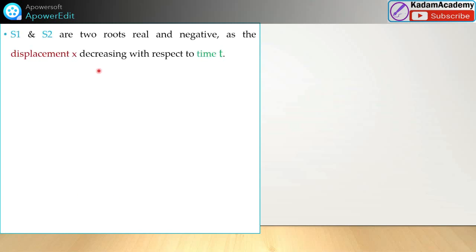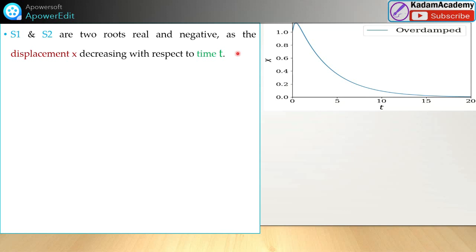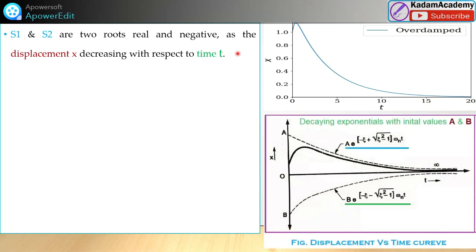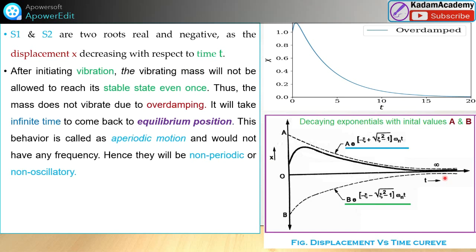S1 and S2 are the two roots, real and negative. As the displacement x decreases with respect to time, you can observe in this graph a decaying exponential with the values of A and B. It is represented for this term with one term with the A constant and B constant. The remaining exponential term will show the initial values, and after initiating the vibration, what will happen?